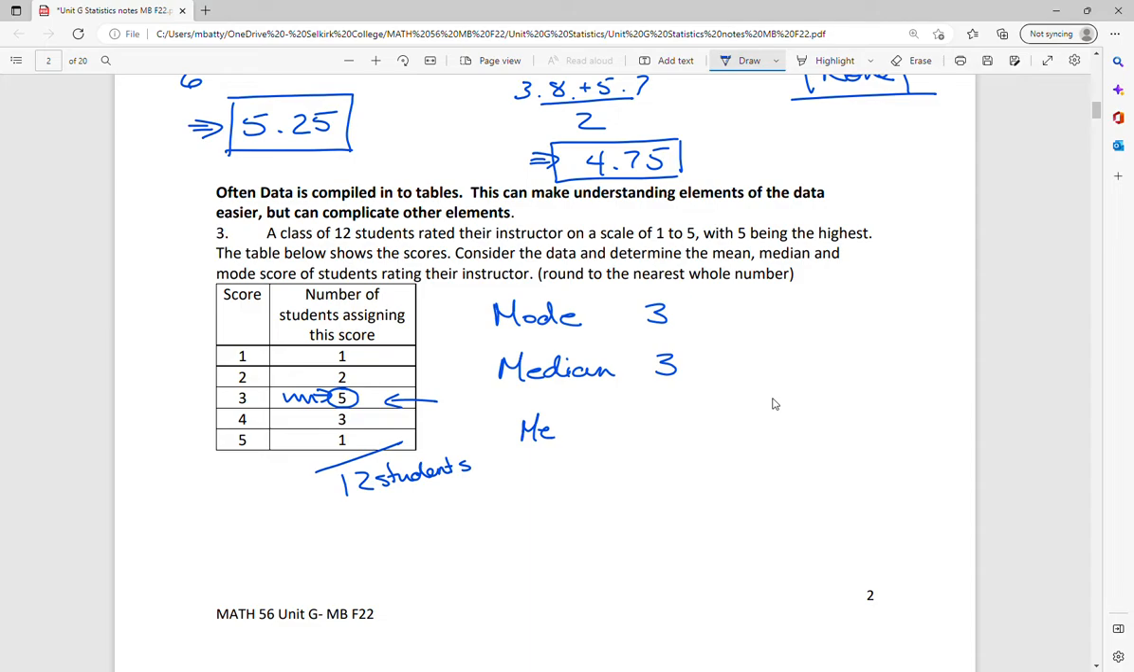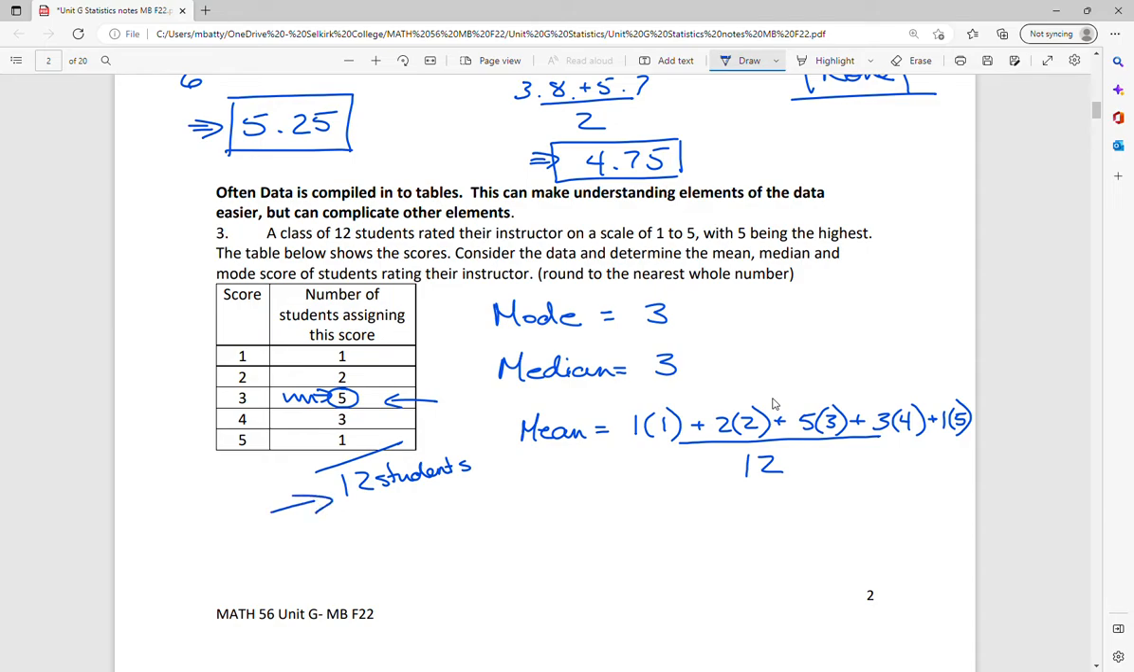The mean for this is a little bit trickier to calculate. I'd have 1 student giving the score of 1. I'd have 2 students giving the score of 2. Oops, sorry, I did that backwards. I have 5 students assigning the score of 3. It was right what I wrote down, but in my head I was doing it differently. I have 3 students giving the score of 4, and I have 1 student giving the score of 5. I'm going to divide that by that total number of students. That's why I calculated that over there on the table as one of the first things.